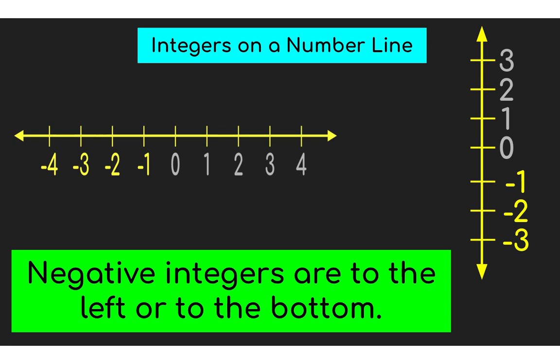Integers are your numbers on a number line or numbers on a ruler. If you're looking at a ruler, they usually don't write the fractions in that. They usually just put the inches or the centimeters in their whole numbers. So positive numbers are to the right, the negative numbers are to the left. If you are using a vertical number line, it's going to be positives above and the bottom is going to be the negative numbers.